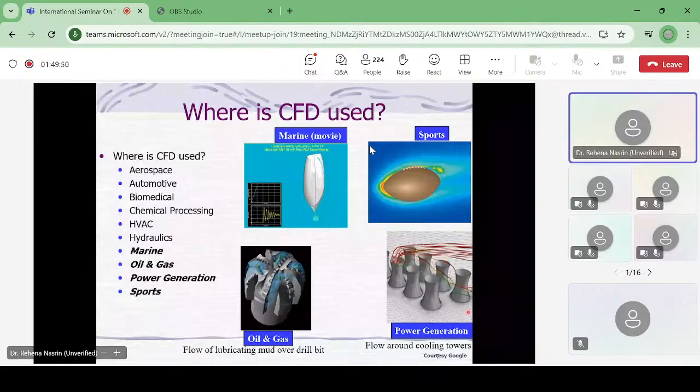And this is also power generation, flow around the cooling tower. We can see here around the cooling tower what type of flow it becomes. We can imagine by seeing this picture also.